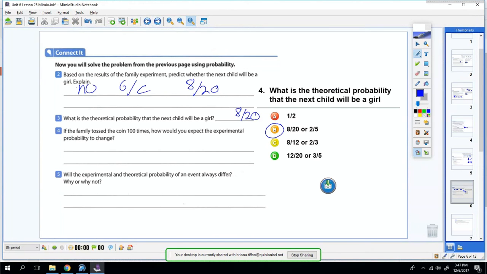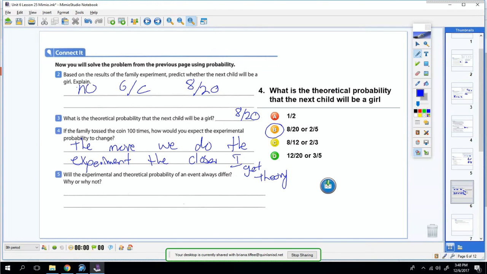Okay, so the family tossed the coin 100 times. How would you expect the experimental probability to change? Well, the more times you do an experiment, you expect the experiment to get closer to the theoretical probability. So the more we do this experiment, the closer I get to the theory. And what I mean by theory is the theoretical.